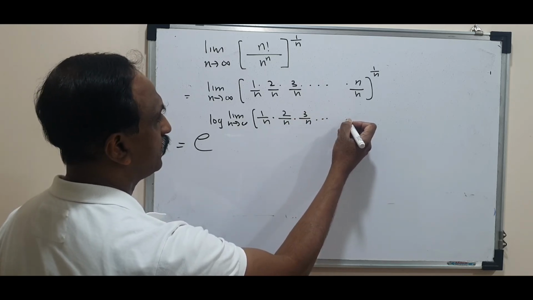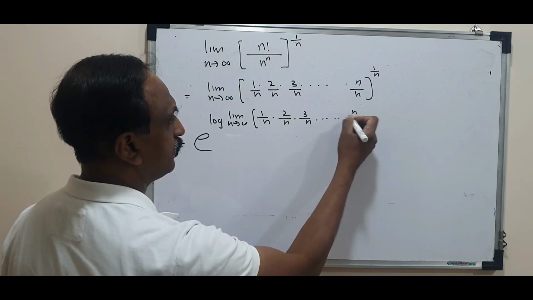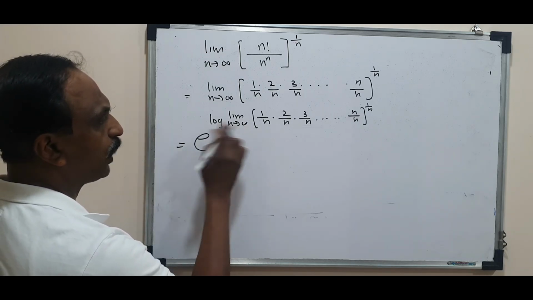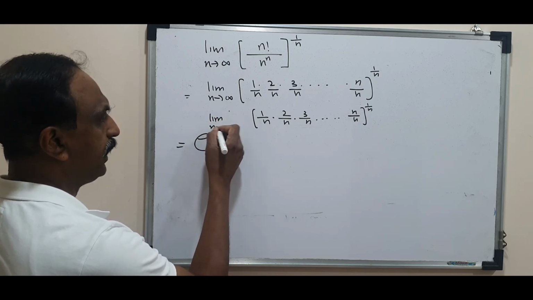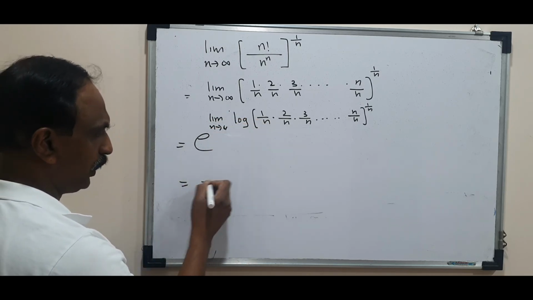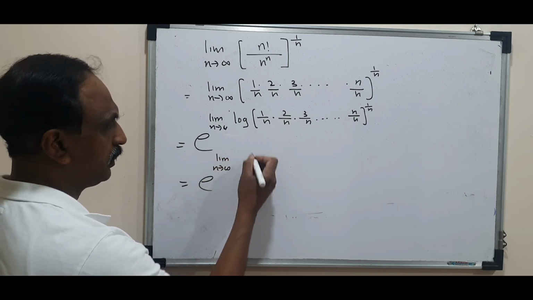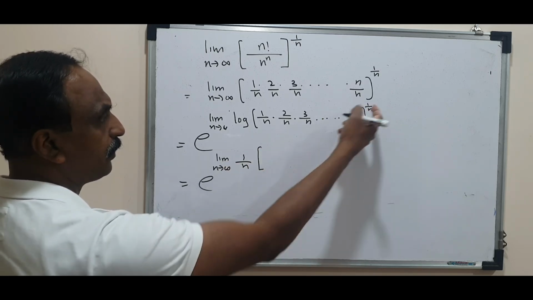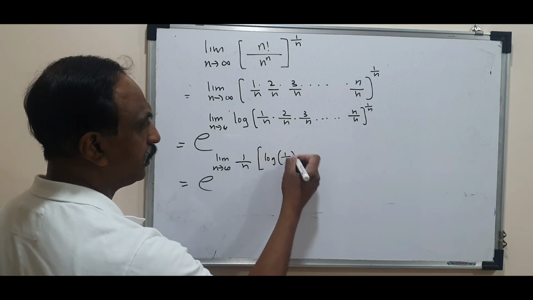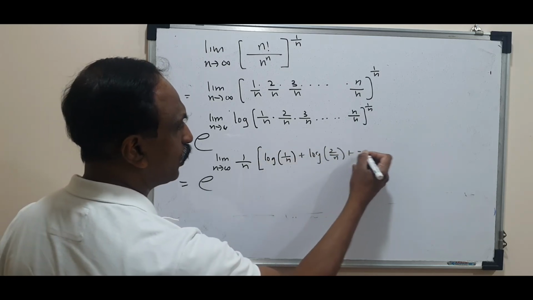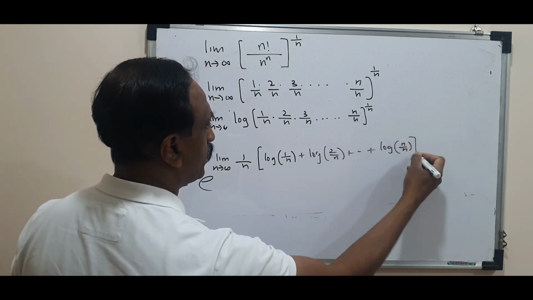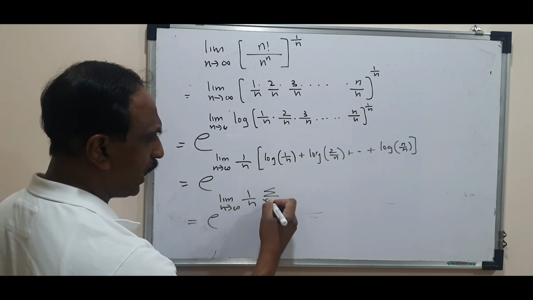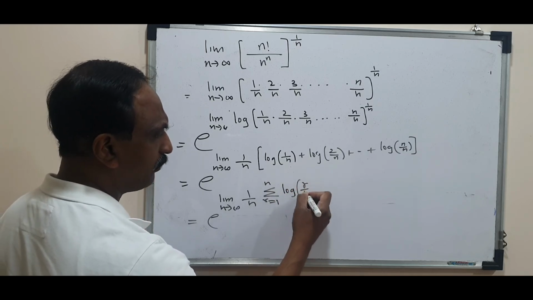Or you can do one more thing. Now, limit and log can be interchanged. So I write limit outside and log inside. So e raised to limit n tends to infinity. This can be written as log of, first of all, this 1 by n. 1 by n, the power comes in front. Log of 1 by n plus log of 2 by n plus dot dot dot log of n by n. So this I can write as e raised to limit n tends to infinity 1 by n into sigma r is equal to 1 to n log of r by n.